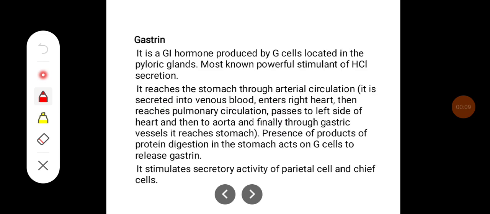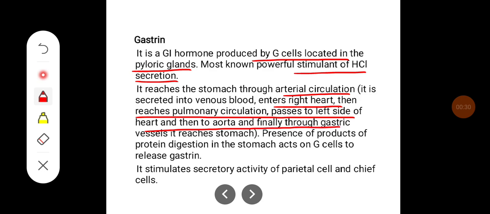Gastrin. Gastrin is a GI hormone produced by G cells located in the pyloric glands, the most powerful known stimulant of HCl secretion. It reaches the stomach through arterial circulation, that is, it is secreted into venous blood, enters the right heart, then reaches pulmonary circulation, passes to the left side of the heart, then to the aorta, and finally through the gastric vessels it reaches the stomach. Presence of products of protein digestion in the stomach acts on G cells to release gastrin.